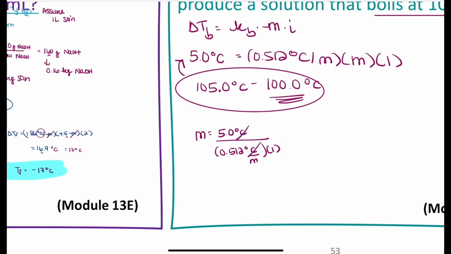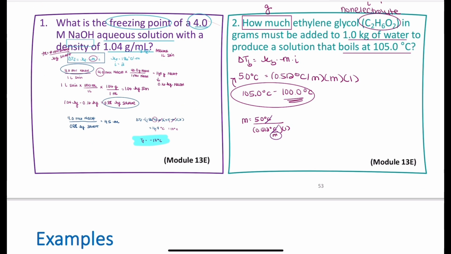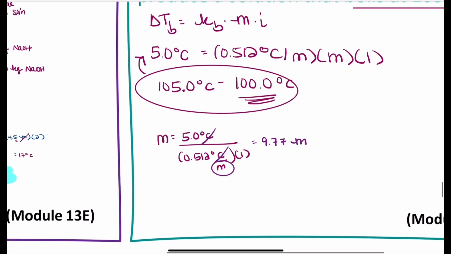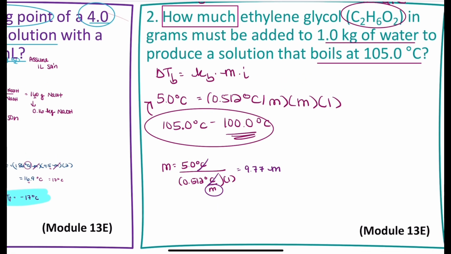My degrees C have canceled out. This is leaving me with units of molality, which is good because that's what I expect to see. And I have my answer here: 9.77 molal. Now, that's not the answer to the question, but it's the first part of the question I need. What that means is for the solution itself, I need 9.77 molal to get an ethylene glycol solution to raise the boiling point by 5 degrees C.